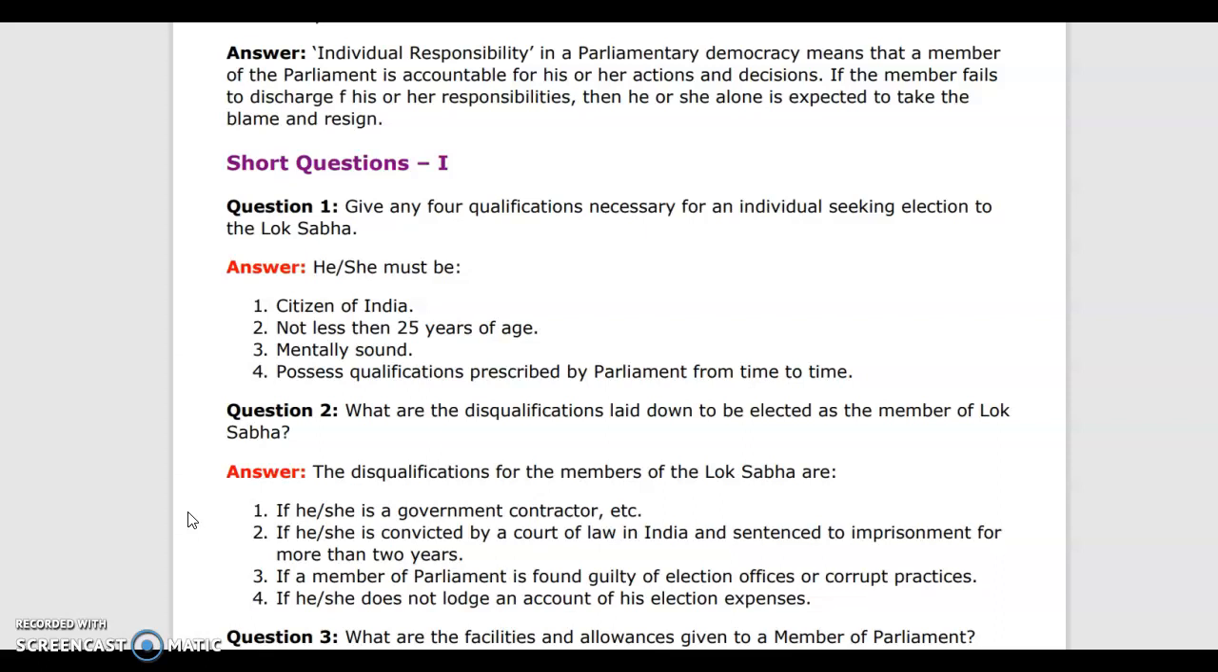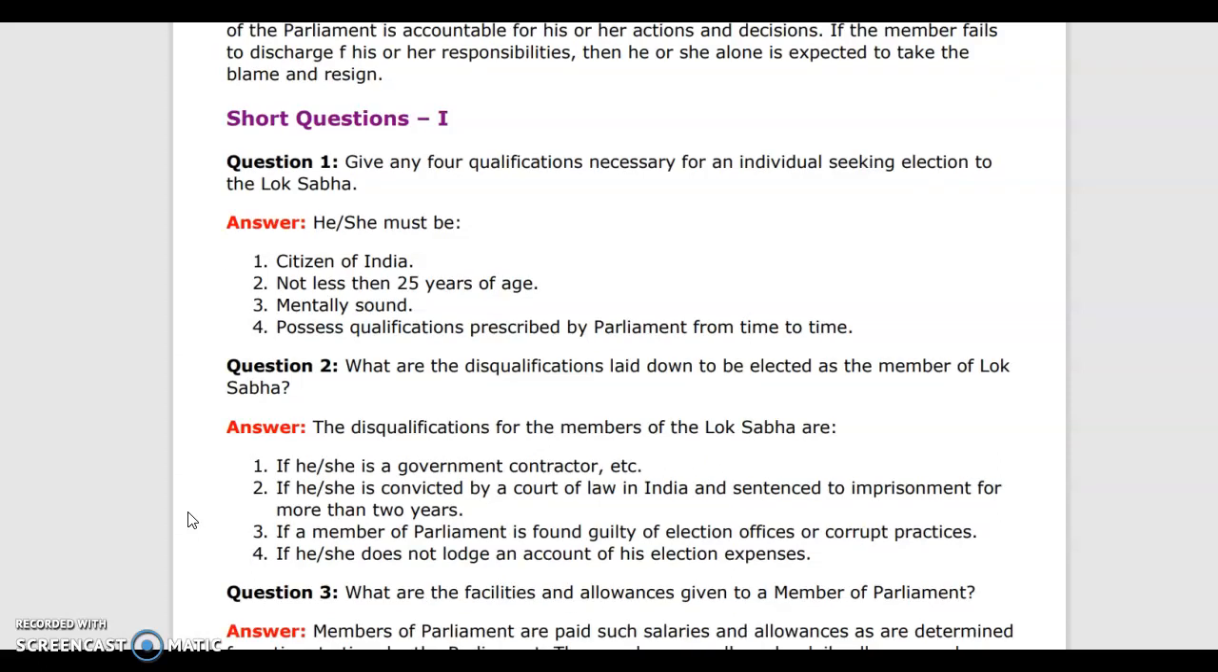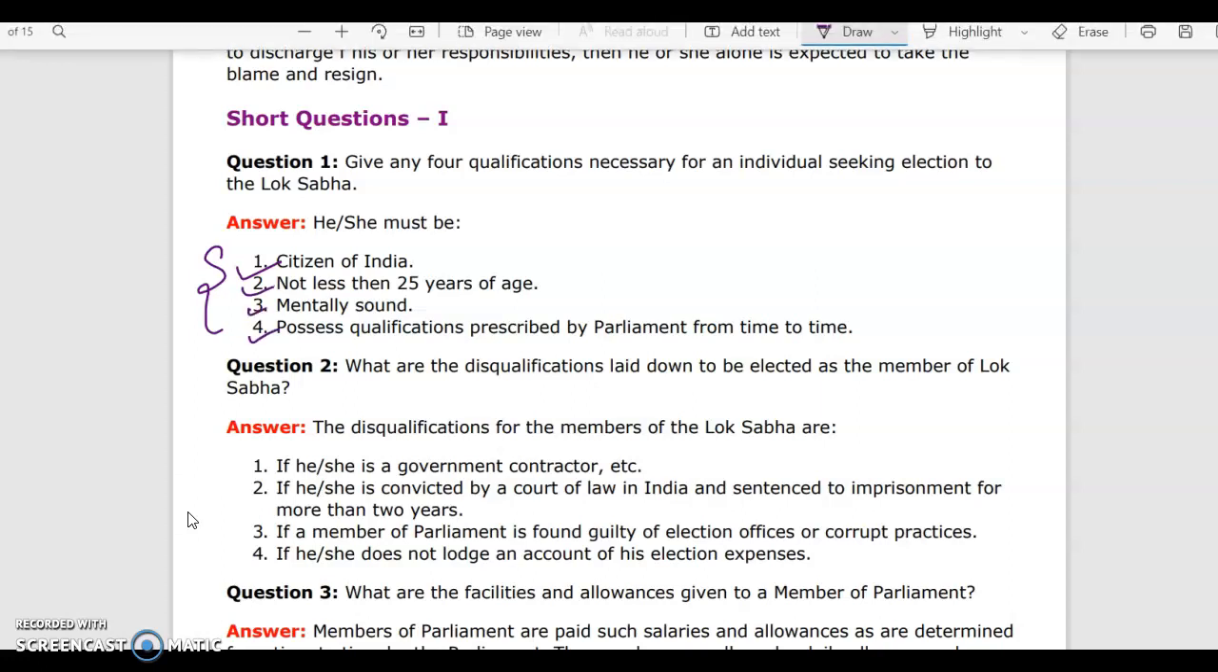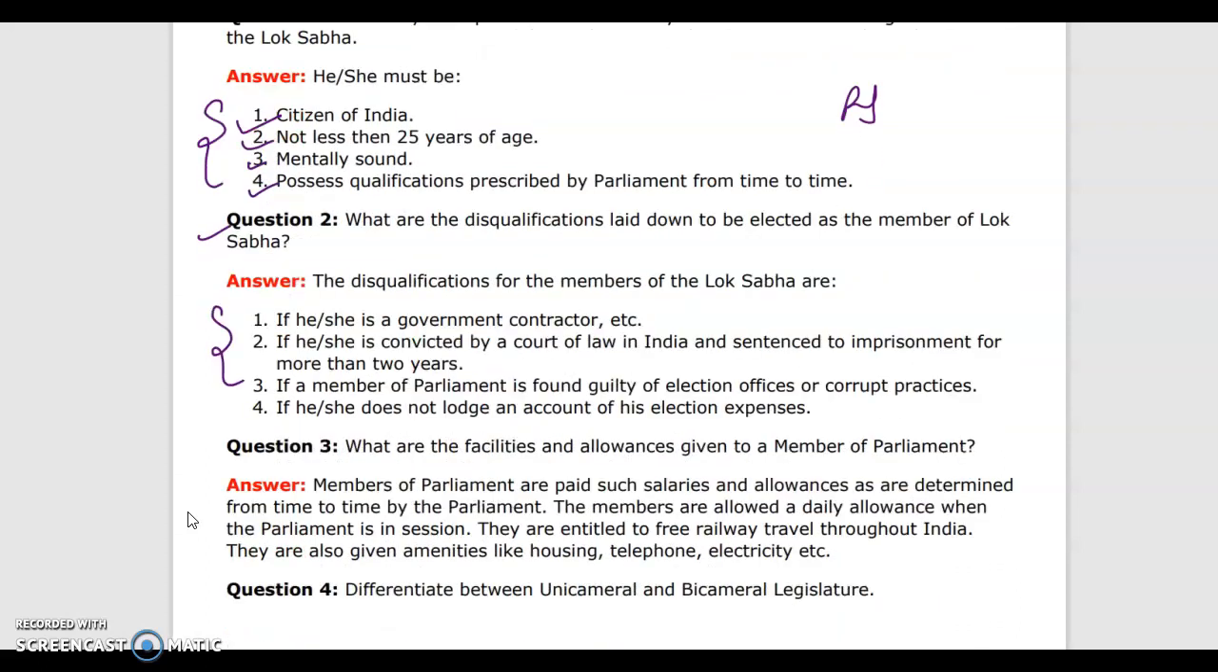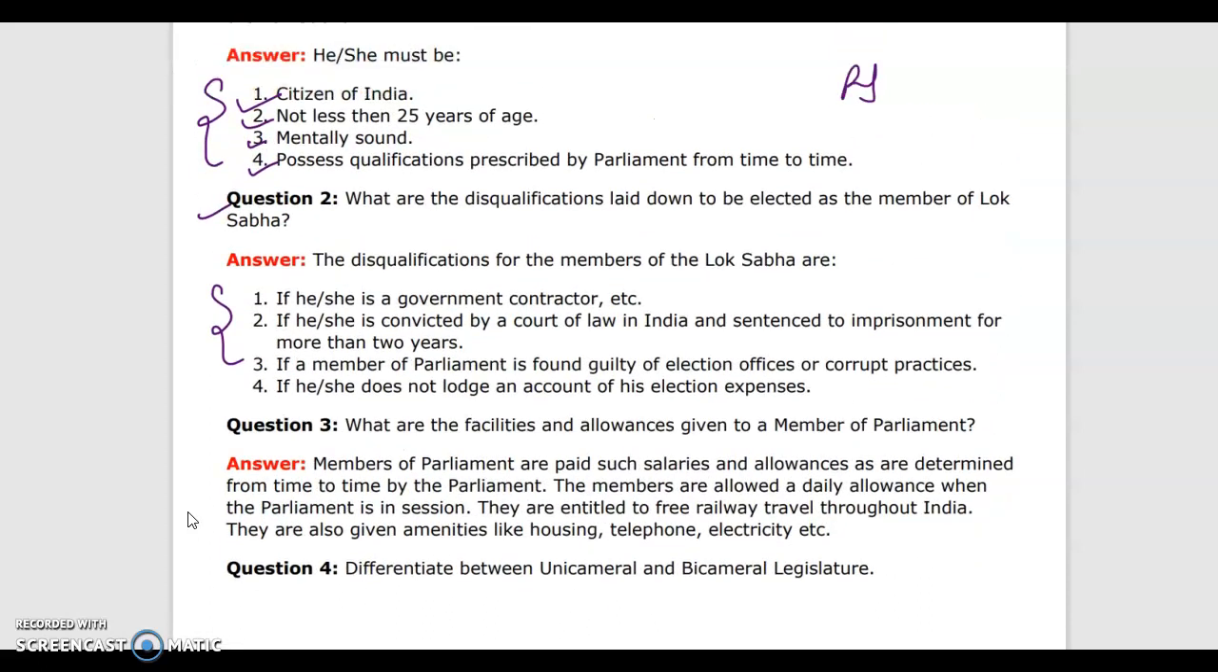Now, give any 4 qualifications necessary for an individual seeking election to the Lok Sabha. So, this is the qualification. First is he or she should be a citizen of India, not less than 25 years of age, mentally sound, possess qualifications prescribed by Parliament from time to time. There are many other qualifications. You can refer to your book as well. And he or she should not hold any office of profit. What are the disqualifications? You can just read it, just the opposite of this.